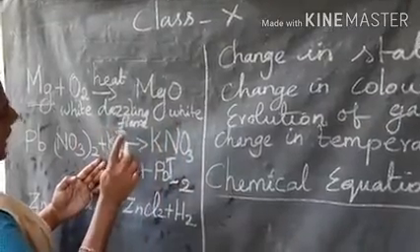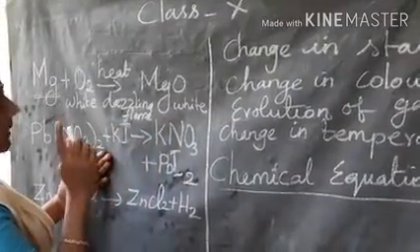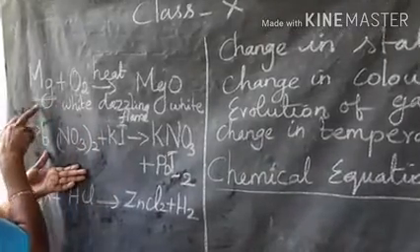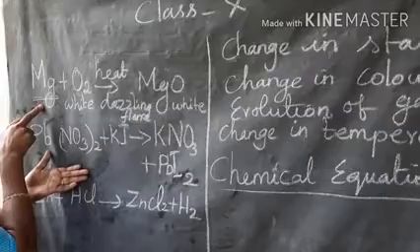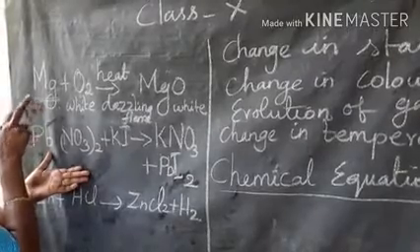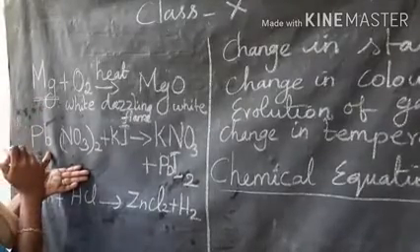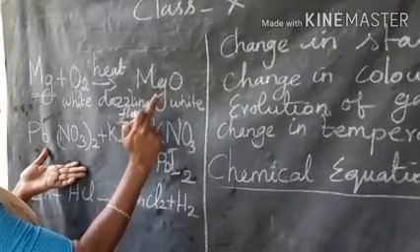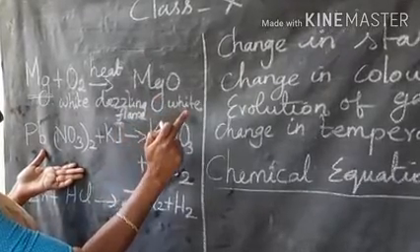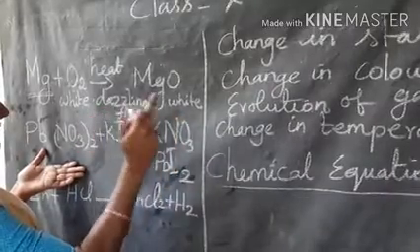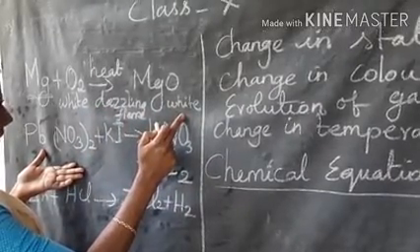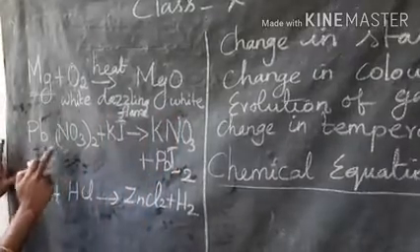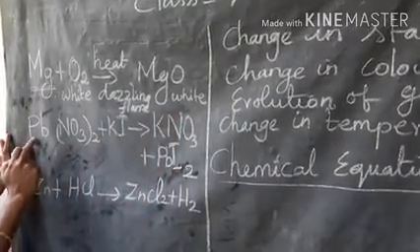Okay, in this case, how can we find out a chemical reaction has taken place? Magnesium ribbon is a grey color solid substance. After burning, it forms magnesium oxide. It is white color powder. Here, color is changed. Okay. Now, let us see the second example.